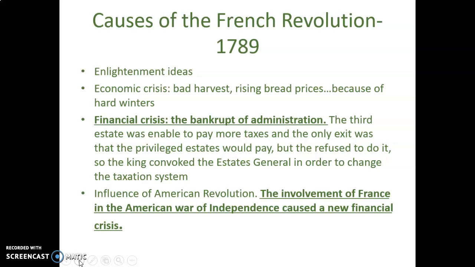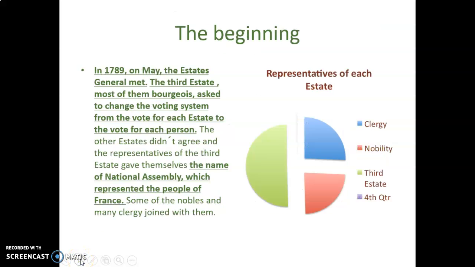But they refused to do this, so the king invoked the Estates General, ordering them to convene so they could change the tax system so that the poor, who can't afford to pay taxes, were going to pay more. You need to understand the American Revolution plays a key role in creating the French Revolution, because the French helped us win our independence, and they spent a lot of money doing so, which would lead to them declaring bankruptcy.